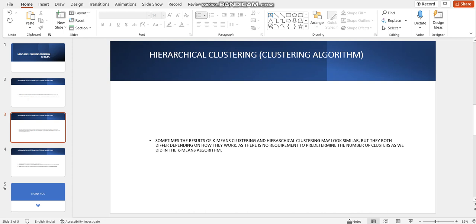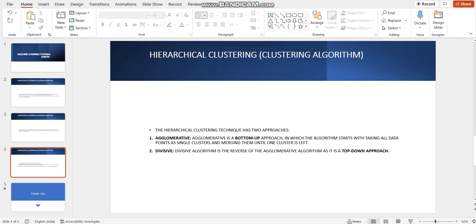Another difference is that there is no requirement to predetermine the number of clusters, as we did in the k-means algorithm. In hierarchical clustering, we don't need a predetermined value of k, as we did in k-means clustering, as you already know. Here we don't need to have the k value prior to the execution.